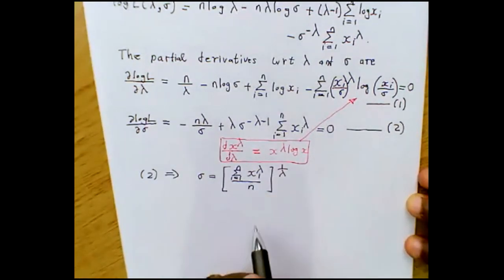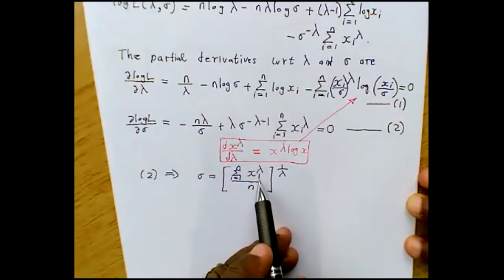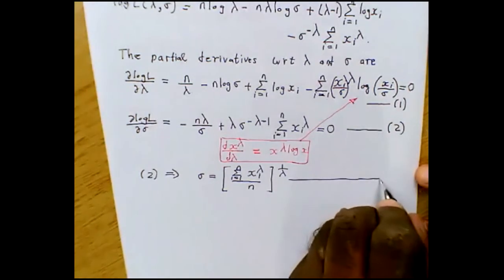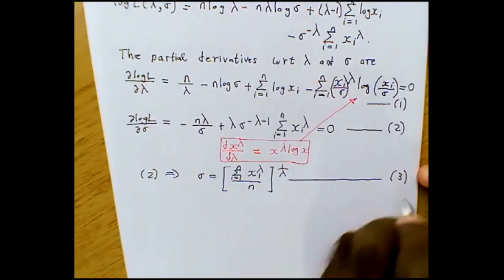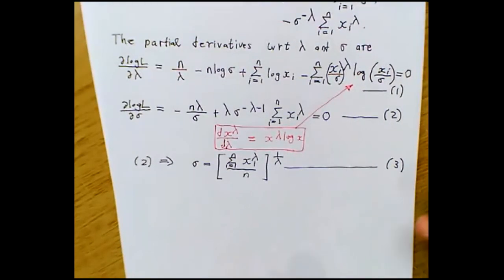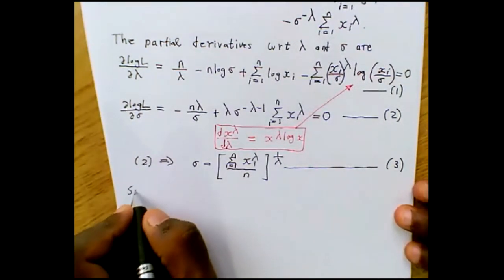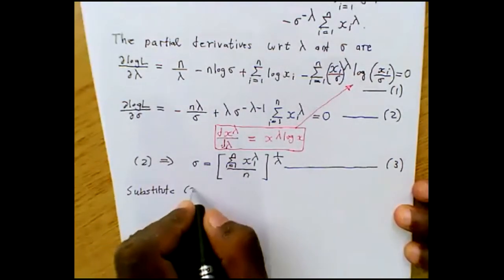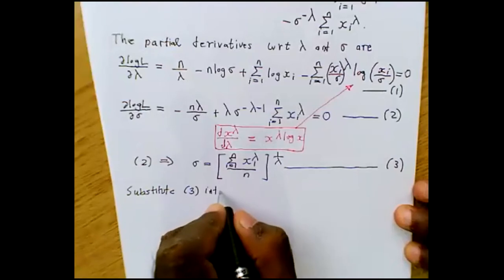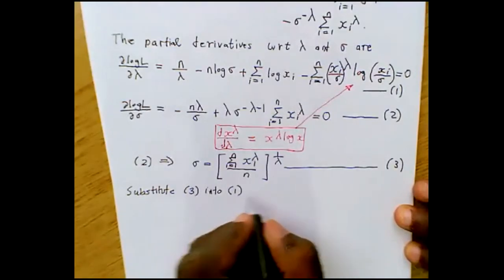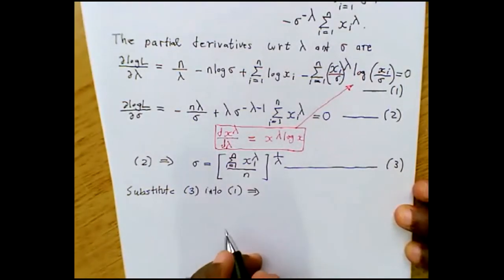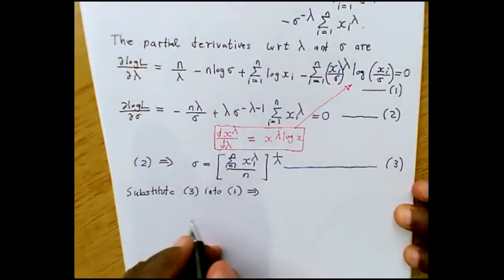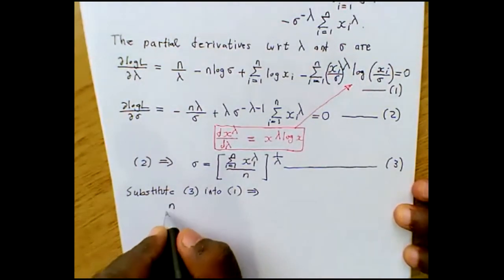All right, so here we are expressing sigma in terms of lambda from this equation. Let me call this equation 3. Now if you substitute 3 into 1 and do some simplification, I'm sure you guys know how to do the simplification, afterwards you will get this.